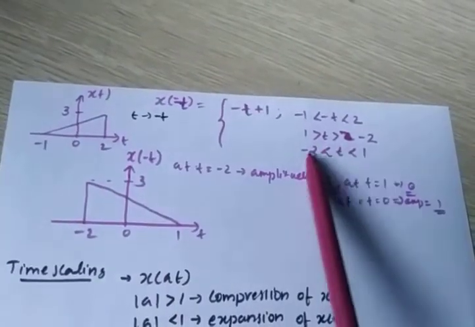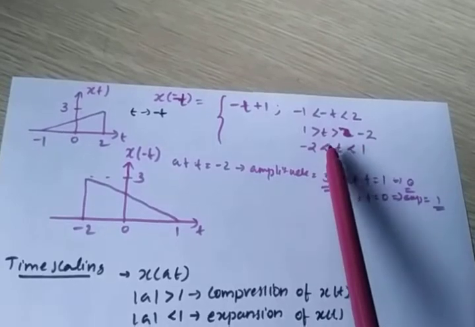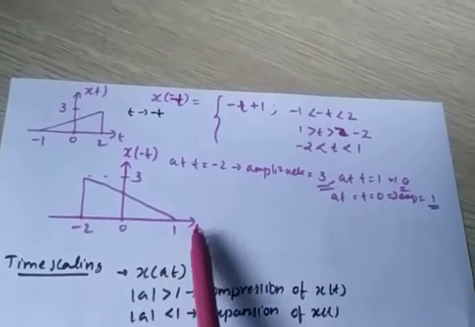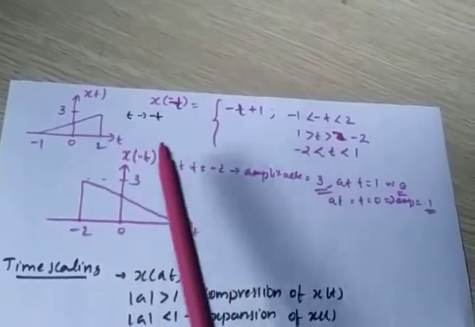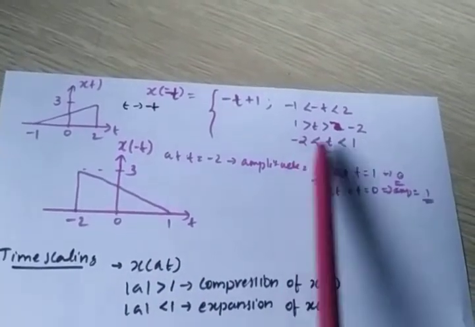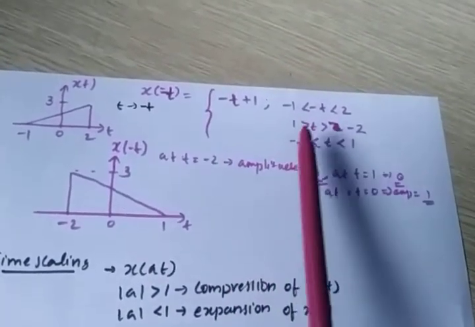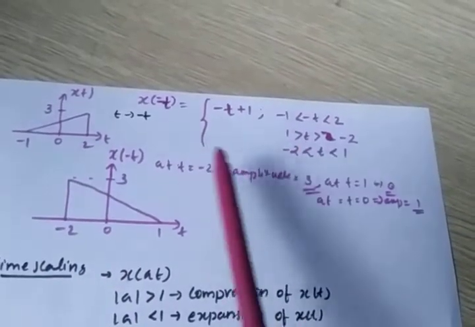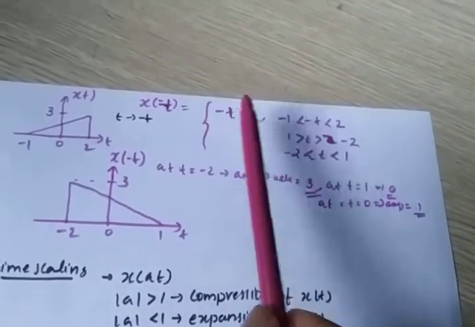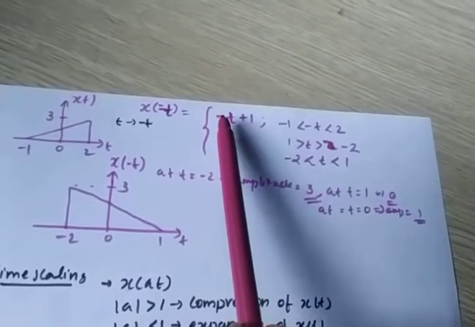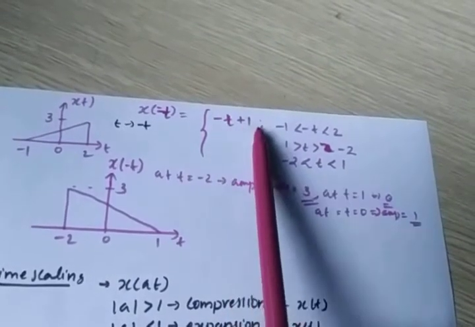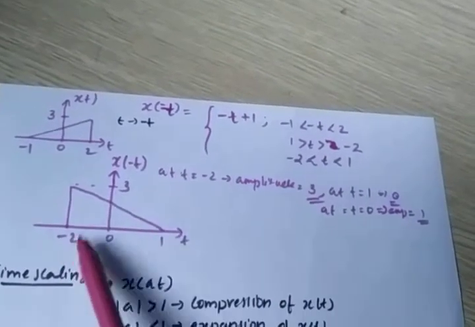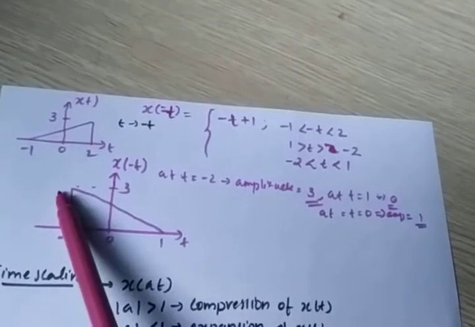So my signal is from -2 to 1. This is x of -t. We are drawing -2 to 1. And how to draw the amplitude? You check the amplitude. To find the amplitude, you put -2 here: -(-2) plus 1, which is 2 plus 1, equals 3. So at -2 the amplitude is 3.